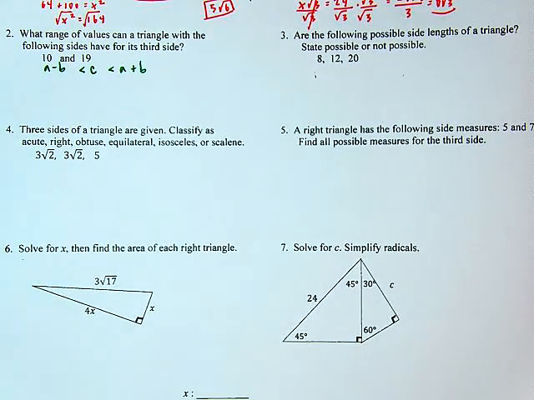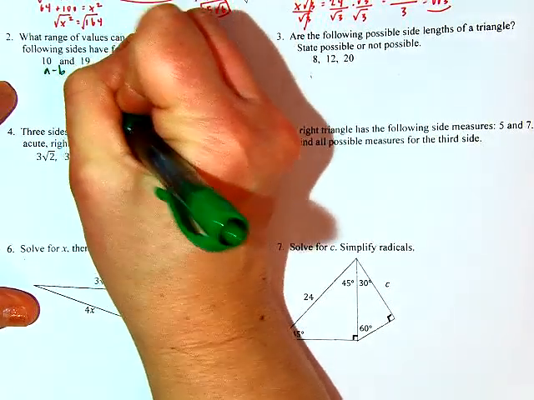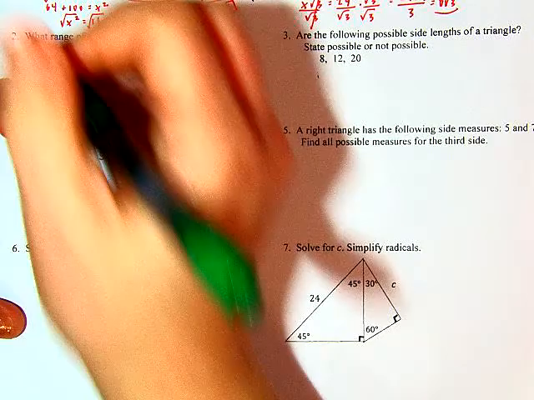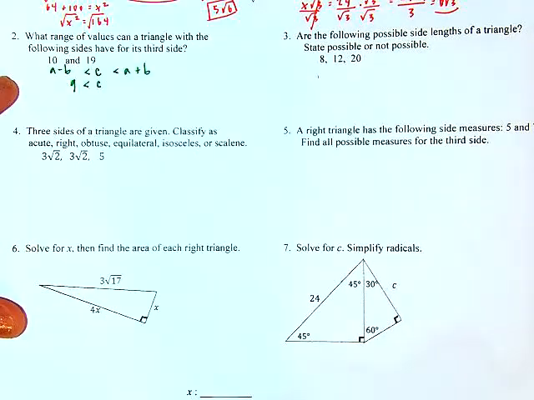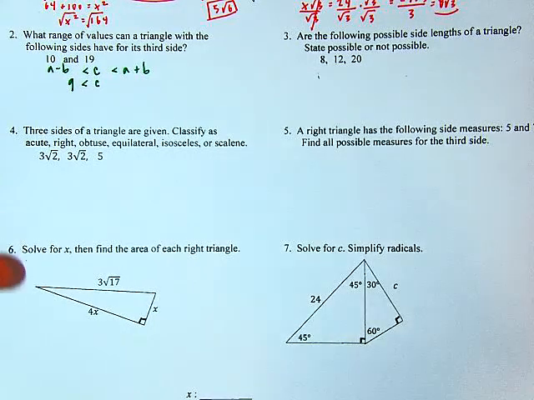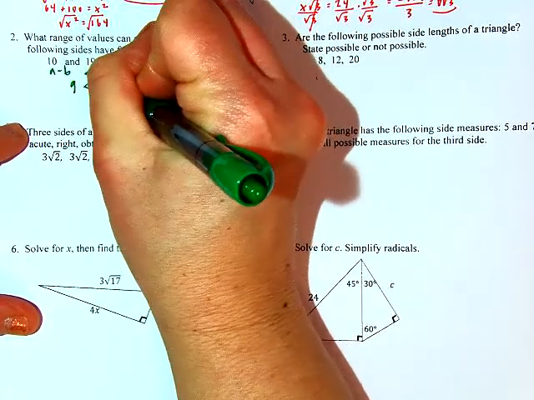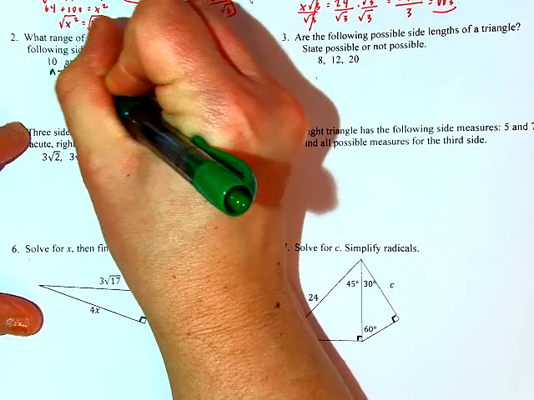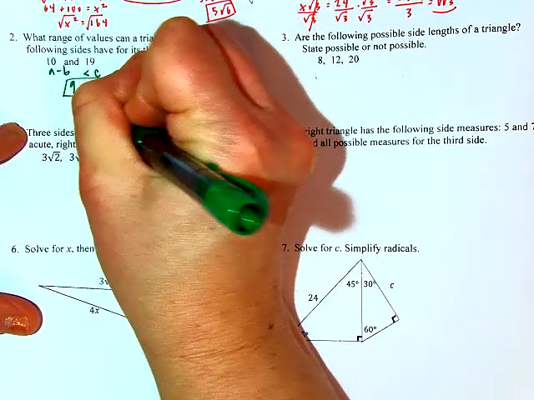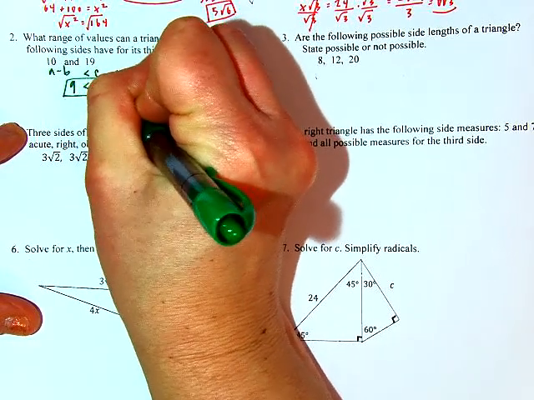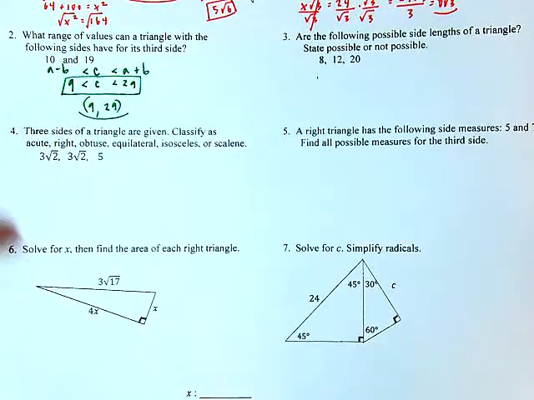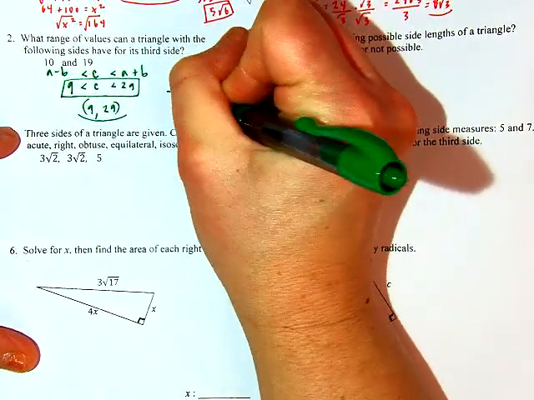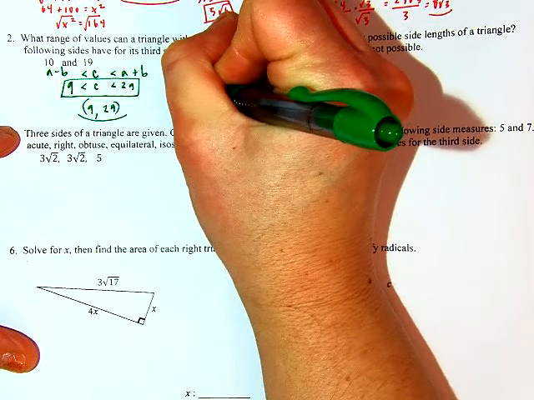So then I know that C has to be greater than 19 minus 10, so 9, and less than 19 plus 10, which is 29. So I could leave it in inequality form or interval form. Either one is fine. And then to help you visualize those two extremes, so picture my long side of 19 and that short side of 10.